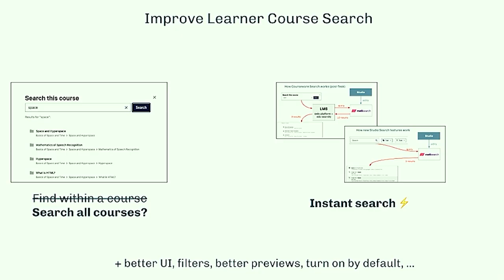I would also love to see the UI improved. As you can see, there hasn't been a lot of time spent on the UI of those search experiences. Better previews of the results. For example, if you get a video result, it should show a thumbnail of the video. If it's images, you see images, that sort of thing. And turning them on by default. Right now, as we saw, hardly anyone knows about or uses the course search.